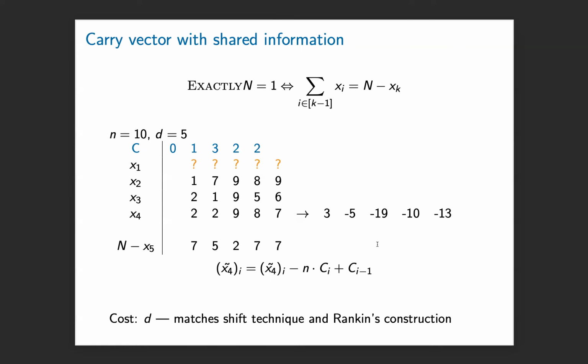Now this cost is just d, the number of dimensions, because we're only sending 1 bit per dimension. So this matches what we were doing in the shift technique. And it turns out that if you plug this in to our protocol, this matches Rankin's construction.